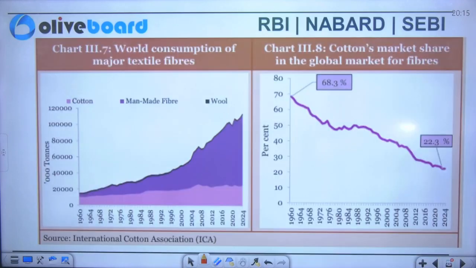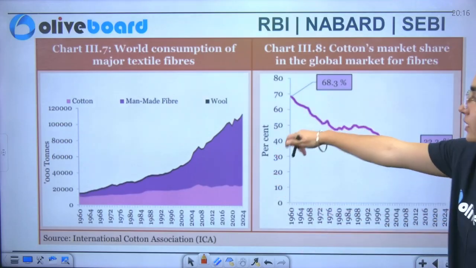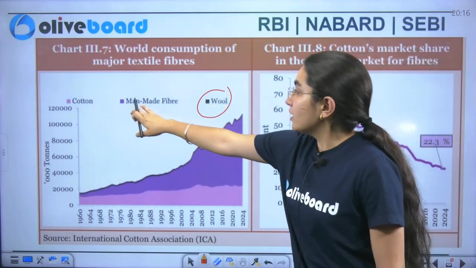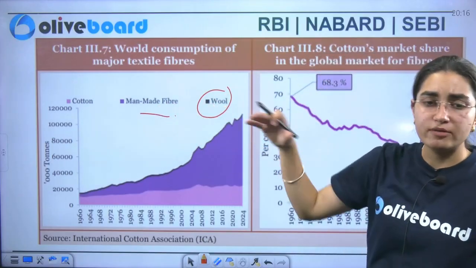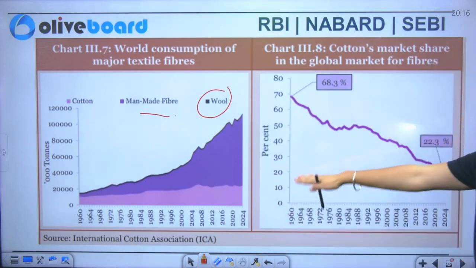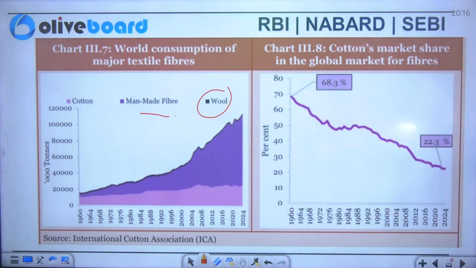Now we'll see the world consumption of major textile fibers. Okay, so you can see it has been increasing here. The one in dark purple consists of wool. Light purple consists of man-made fiber, and the lightest one consists of your cotton. So you can see the darker one is increasing over a period of time. Specifically, if I talk about 2024.